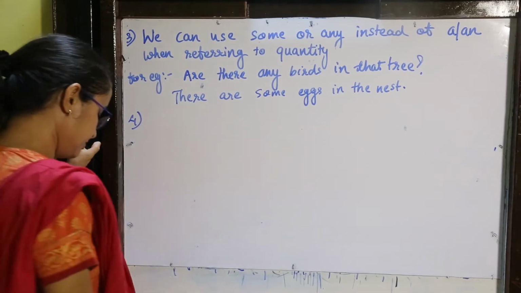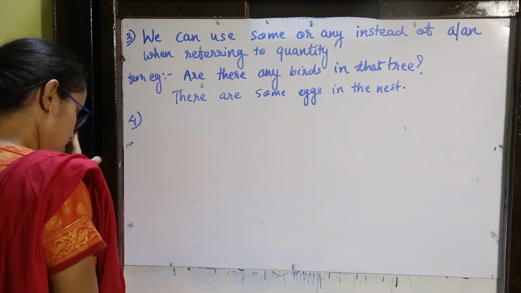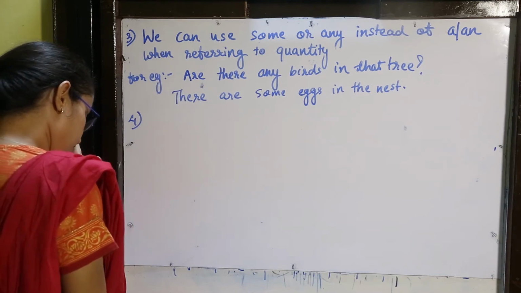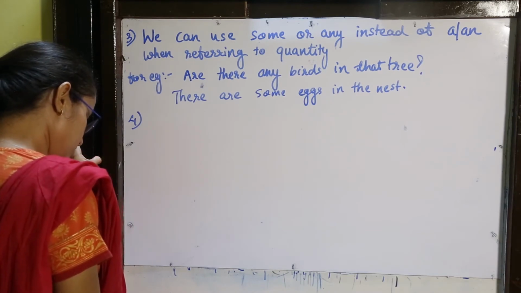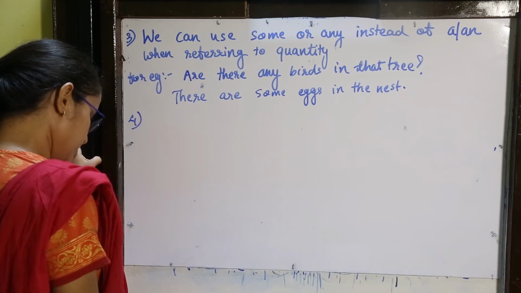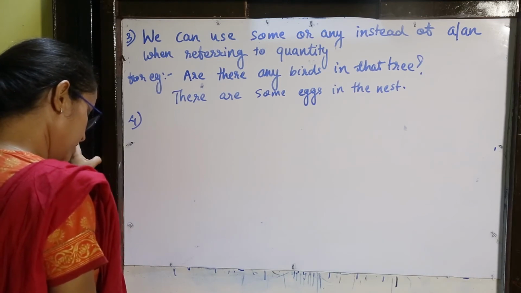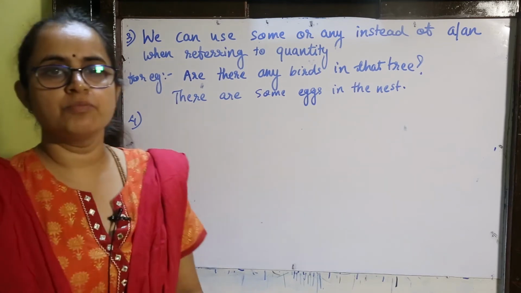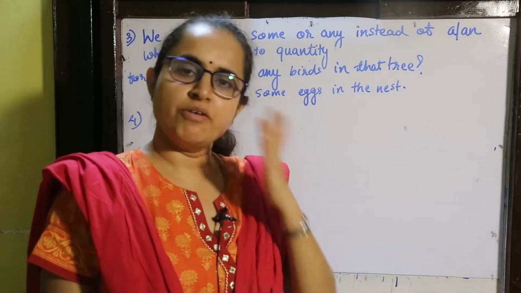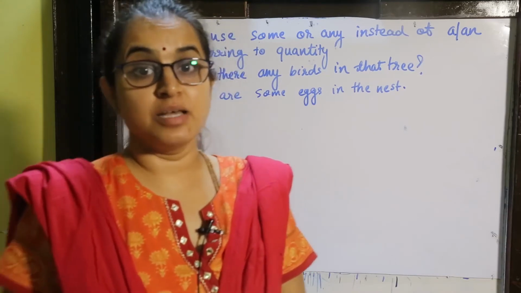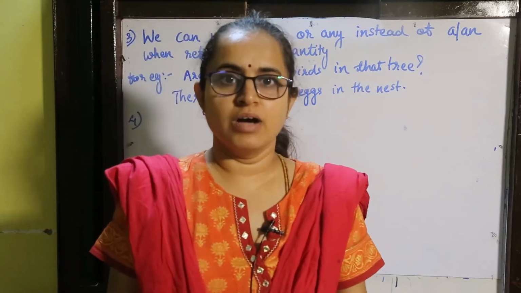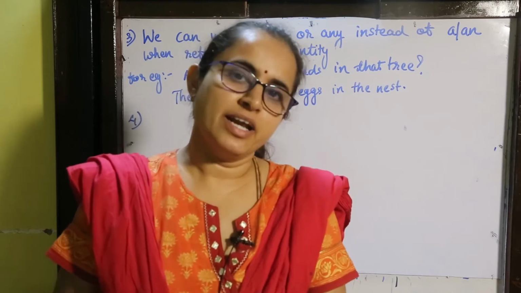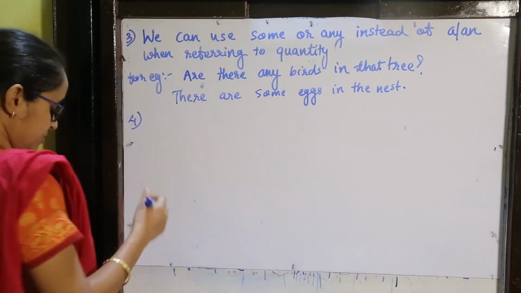Okay, now next is we can choose not to use some or any when referring to quantity. Many times we can also not use them. There is some coffee is not written; there is a coffee for you. If someone says there is a some coffee for you, then what does some mean, this much? No, so we cannot use that type.